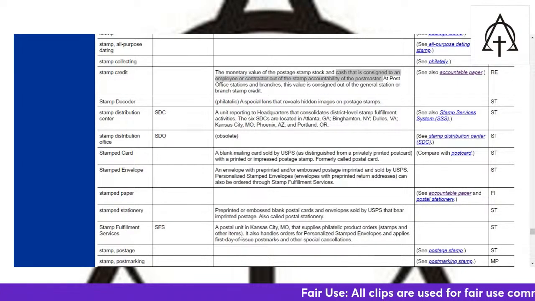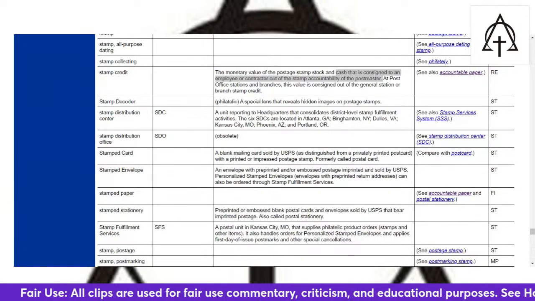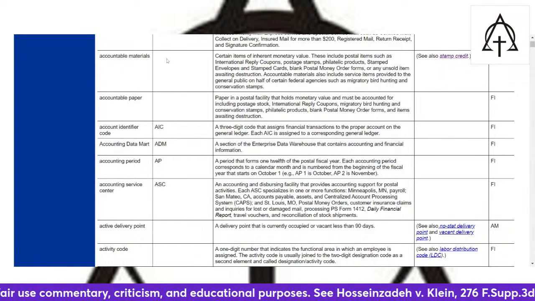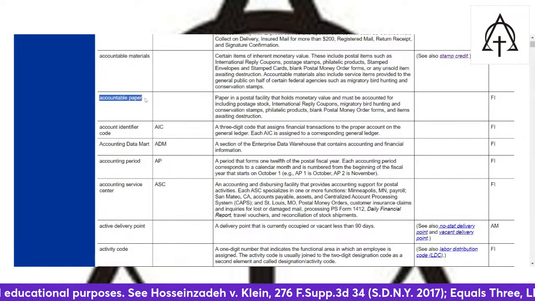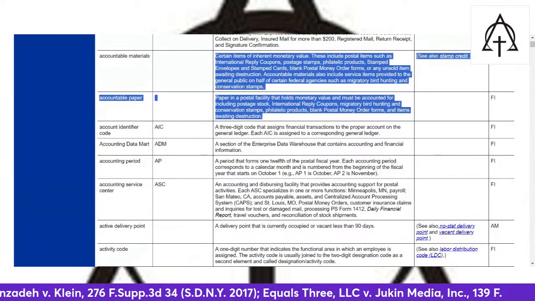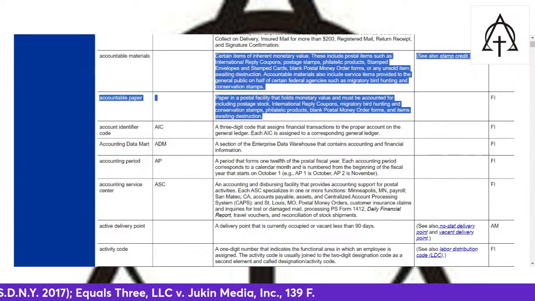You guys keeping up here? So accountable materials, stamp credits, and accountable paper are all within the same definition. And what was that? Branch stamp credit.